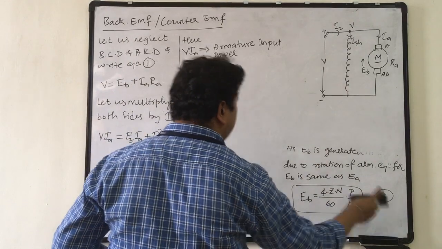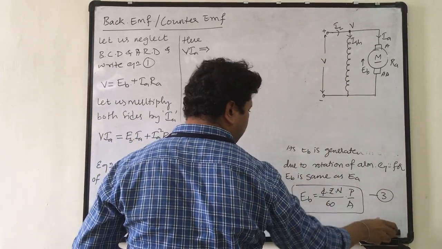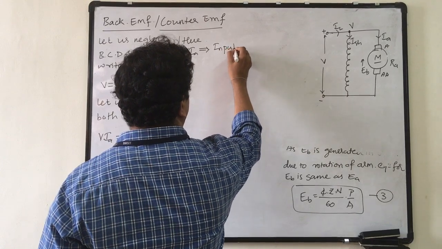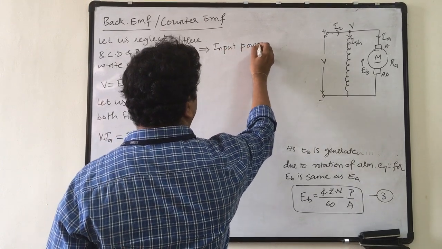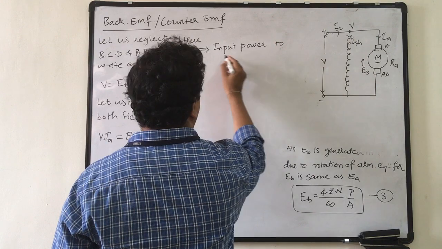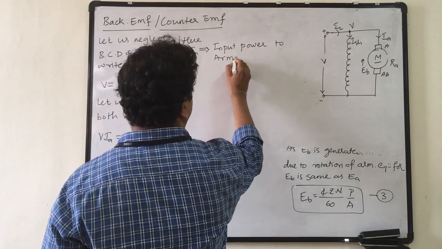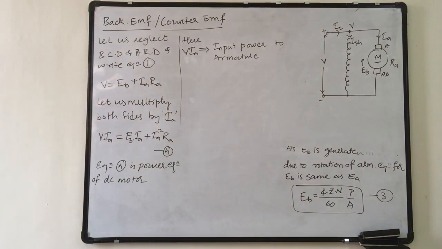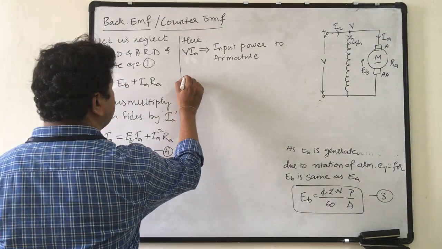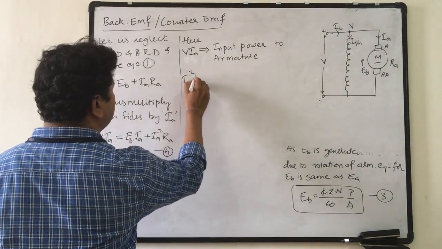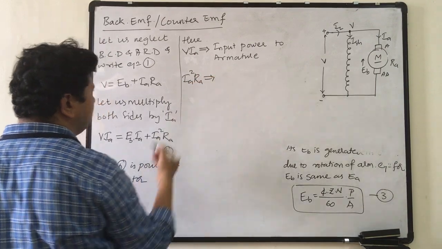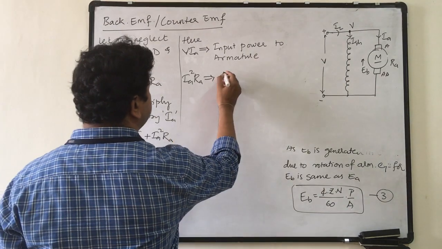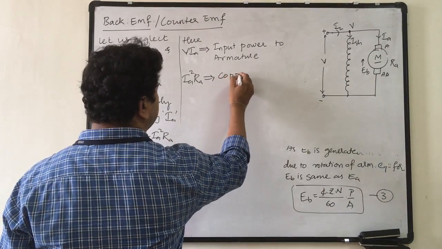I think that will be a more understandable statement: input power to armature. Because it is a motor, power has to be received from the source. Then Ia square Ra. Obviously, we know I square R is a loss: armature copper loss, or copper loss in armature.